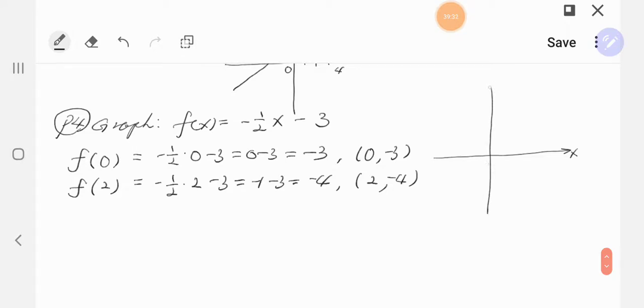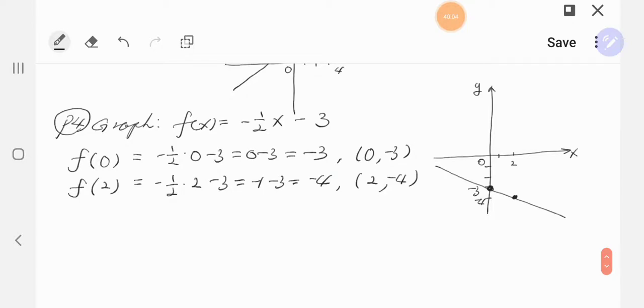Plot these 2 points and then connect. The vertical axis is y. Okay, when x equals 0, y is negative 3. Here's 1 point. When x equals 2, then y is negative 4. So negative 4, it's gotta be over here, right? So the graph will be this. Does it make sense?